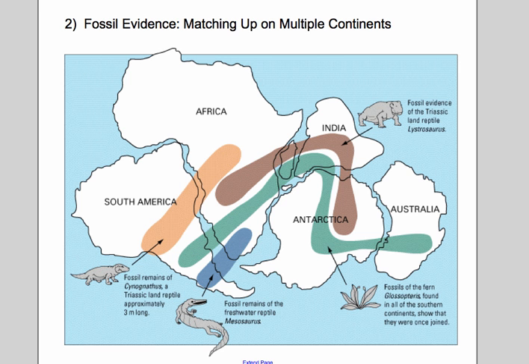Fossil evidence. How do we get these land-dwelling fossils to end up on two continents that are separated by big chunks of water? Well, maybe if they were together, the animals could freely roam. Or the same for this one right here, which is a tree plant, or this land animal, etc. But if the continents were all together at one time, it would be easy for plants and animals to move back and forth between continents because they would be one giant landmass.